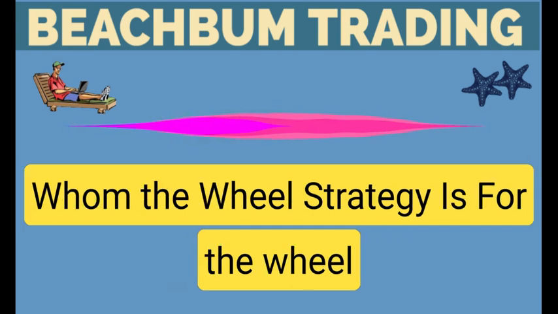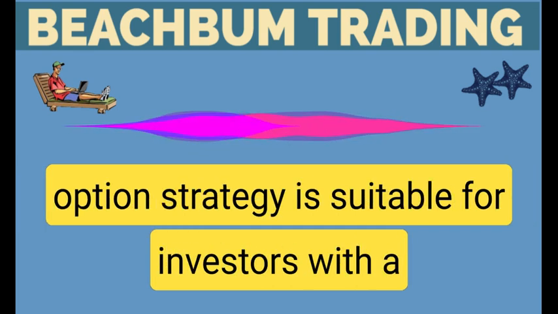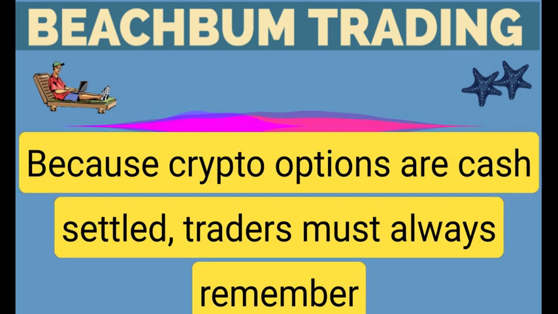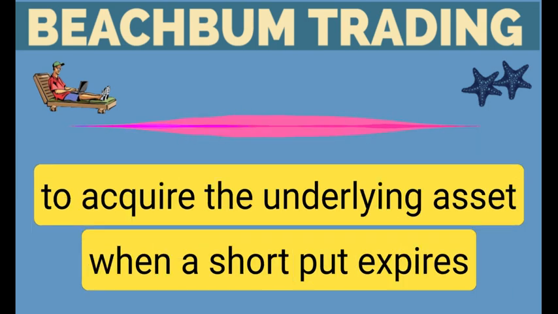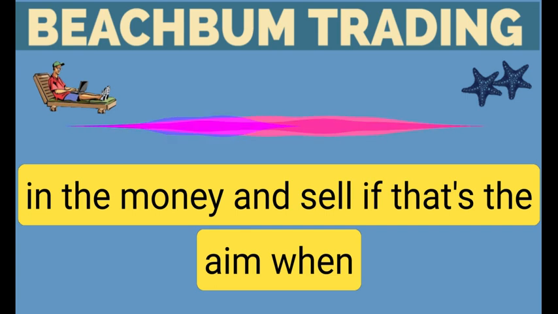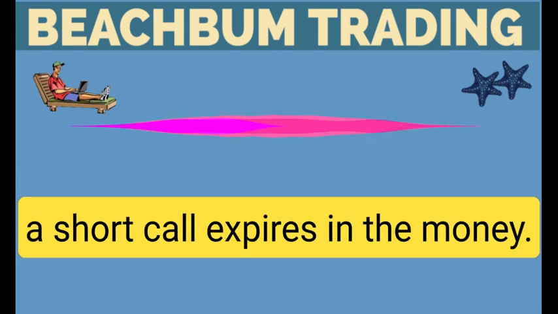Whom the wheel strategy is for. The wheel option strategy is suitable for investors with a good working knowledge of options trading. Because crypto options are cash settled, traders must always remember to acquire the underlying asset when a short put expires in the money and sell, if that's the aim, when a short call expires in the money.